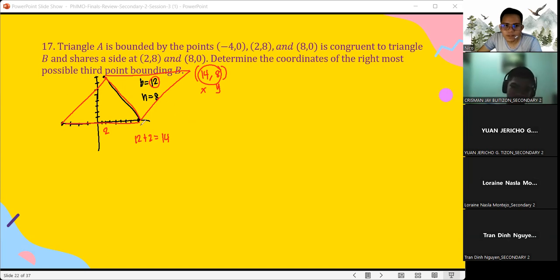But the pattern would still be the same. You'll be able to determine it if you solve it, because if you notice, they share this side, right? Given that they share the same side, for scalene triangles.